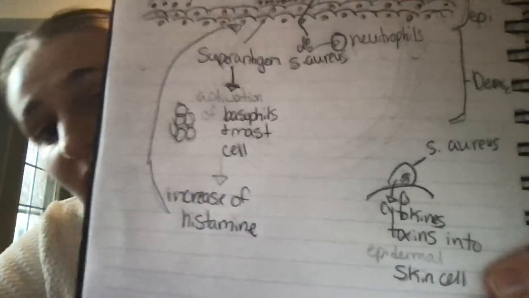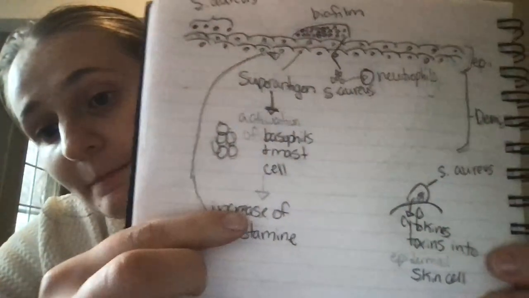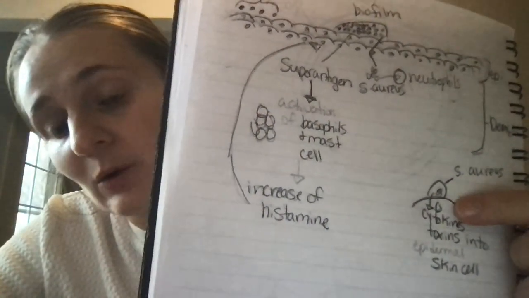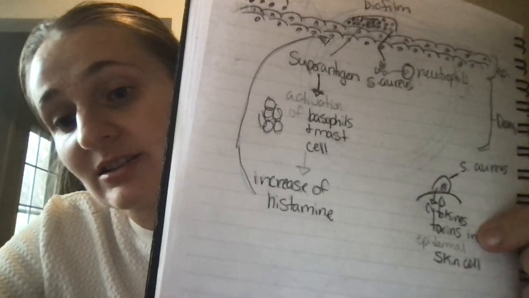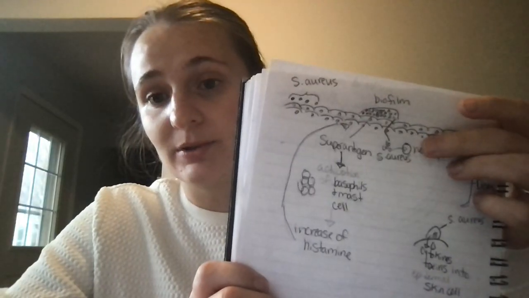So here we can see how the cell and the bacteria are interacting with one another. The Staphylococcus aureus is on top of our skin cell there, with the cytokines, and toxins are released into our skin cell. Neutrophils are also very common to help fight off that Staphylococcus aureus.